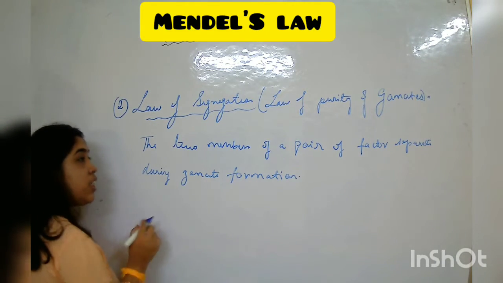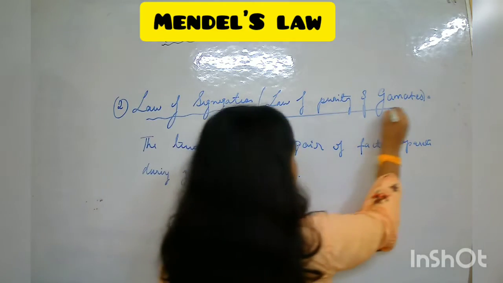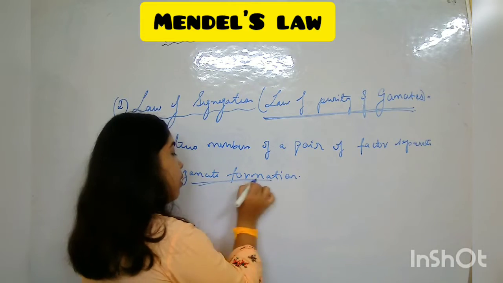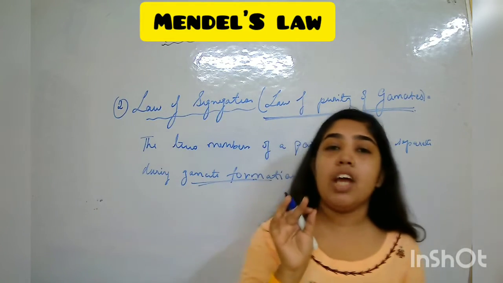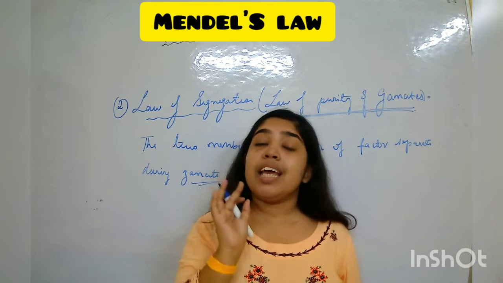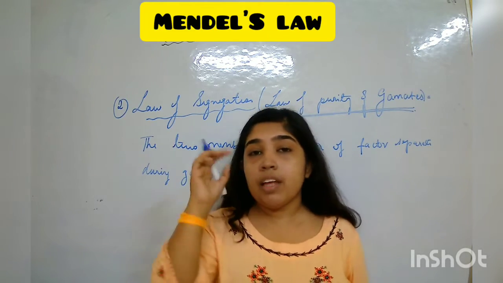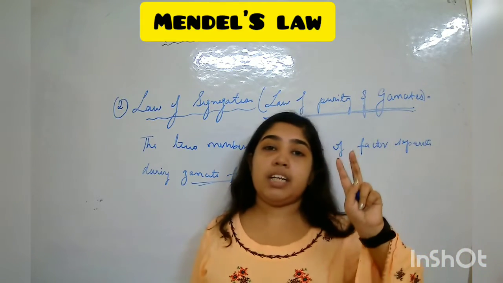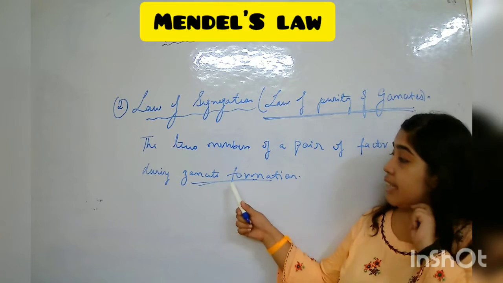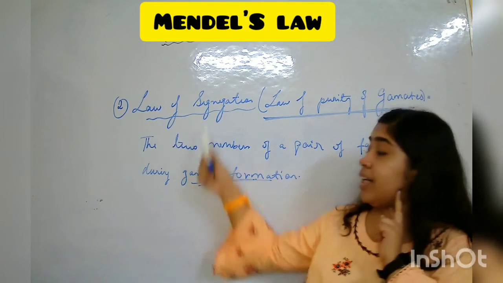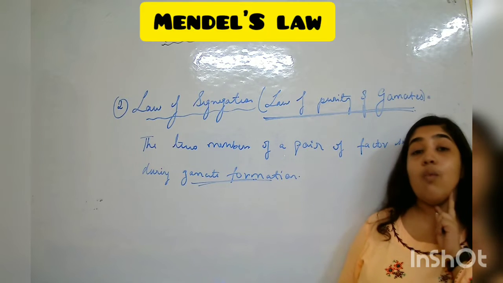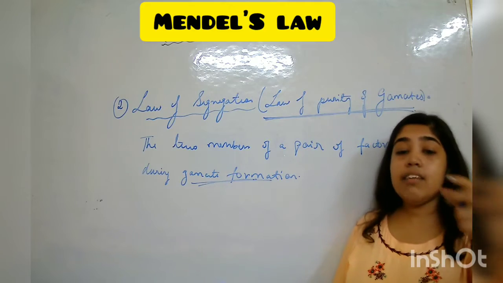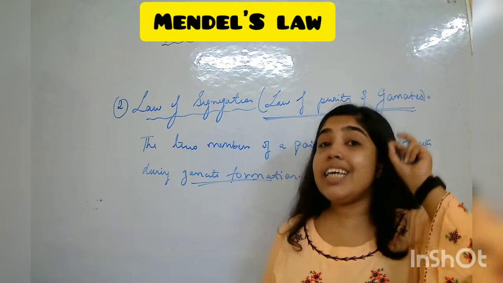Understand? If the question comes, which law is called law of purity of gametes, your answer should be law of segregation. Anything you see related to gamete formation, there's a way of learning or solving MCQs. If you see a specific term like gamete formation, the law of segregation should come to your mind. When they are talking about dominant and recessive, automatically law of dominance should come to your mind. These are our keywords.